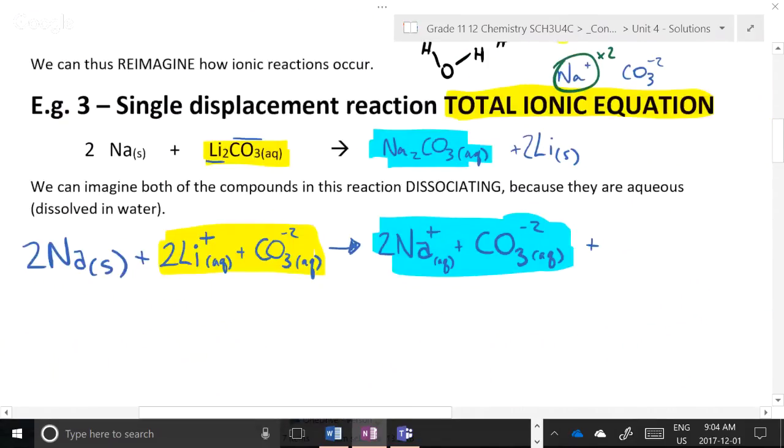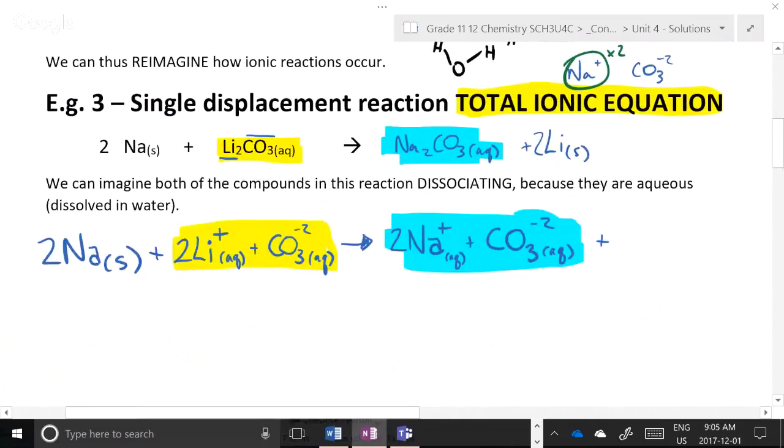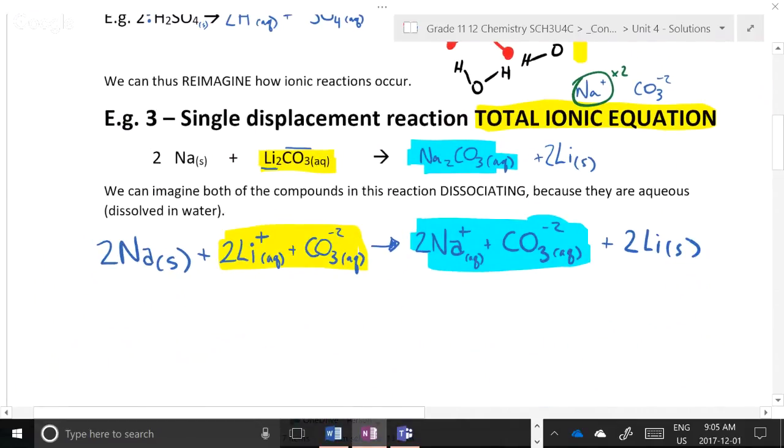Okay, and then what's the thing left in this reaction? I didn't quite finish it. Yeah, we have 2 solid lithiums. Okay, there we go. This is the exact same reaction. It is just written as an ionic equation. Instead of writing a balanced chemical equation, we wrote what we call a total ionic equation. It is the same reaction. It's just a different way of expressing it. It's more accurate, but it's a pain in the butt to write it this way, so we typically don't.